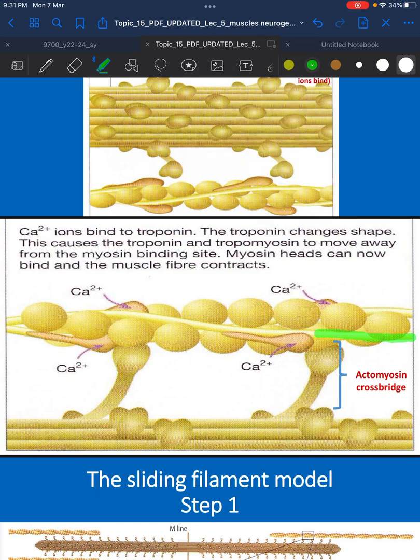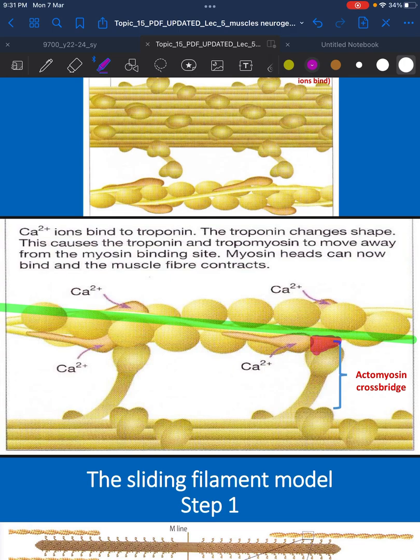So this tropomyosin will move. Yeah, it will change its shape. In this case, it moves away and exposes the binding sites. Okay, so the binding site now is this one here. This is the binding site for the myosin head.